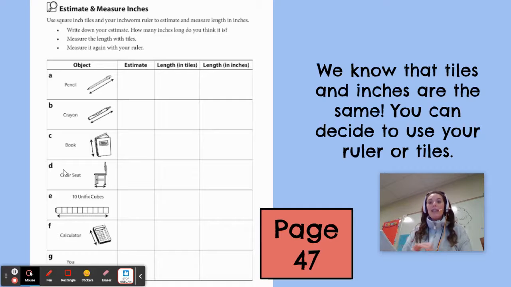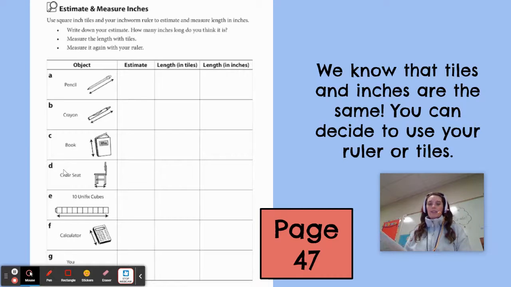You are just going to guess how long you think the object is. So you are going to look for a pencil and estimate how long you think the pencil is in inches. You will find a crayon from your banker box and estimate its length. You can choose a book, an independent reading book. The chair seat that you are sitting in, so you can see the picture example there about where you would measure across the floor. You have Unifix cubes in your math box, so you will measure the length of 10 Unifix cubes.